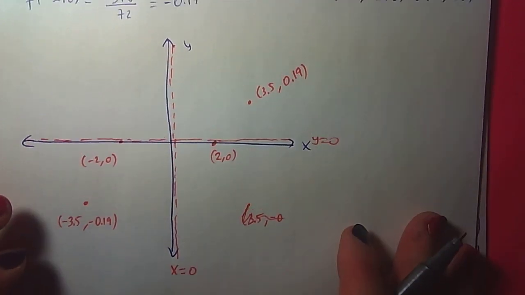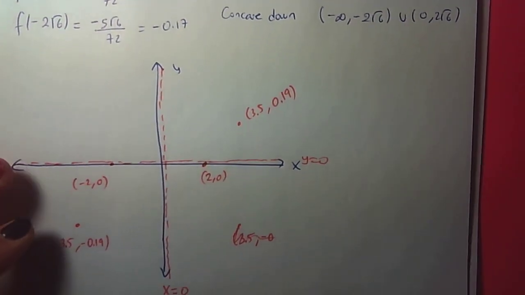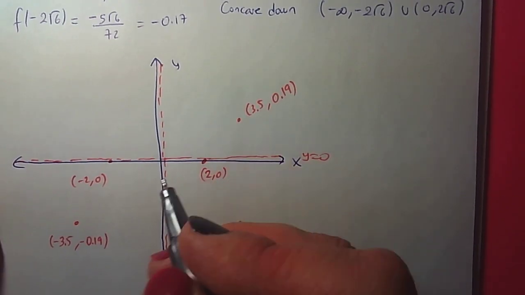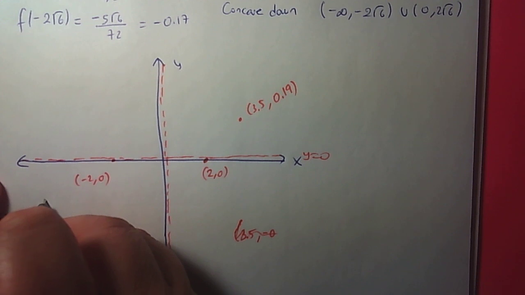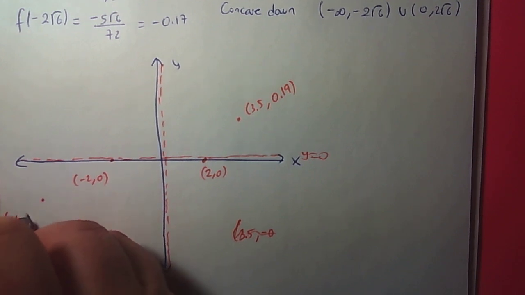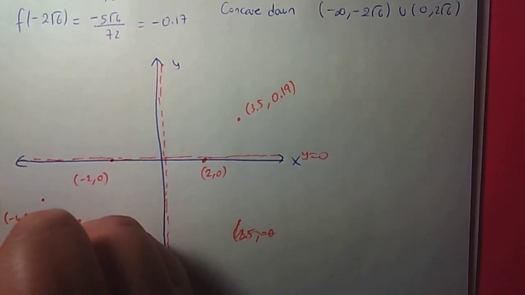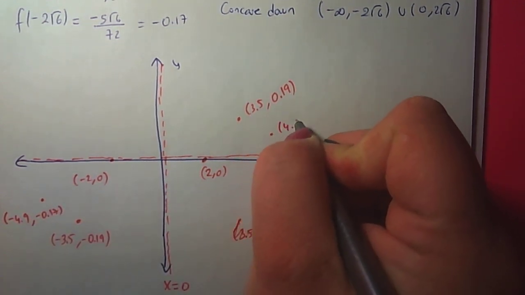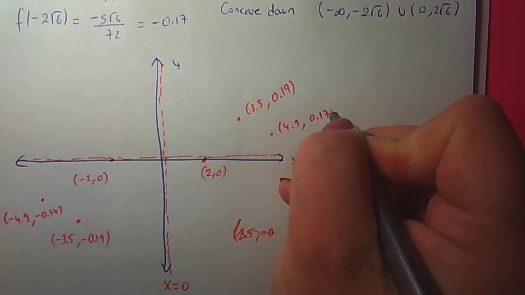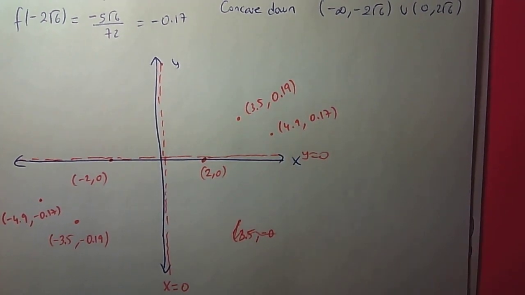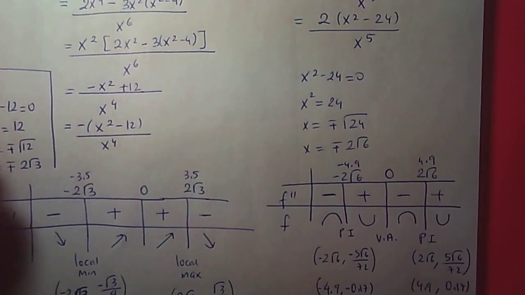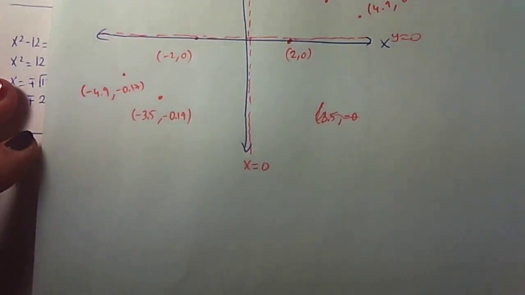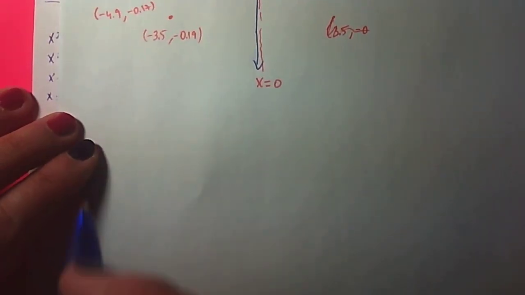Okay, what else do we have? Points of inflection. We have those at negative 4.9 and negative 0.17. Another one at 4.9 and positive 0.17. Now we need to actually analyze, put those two tables together to analyze the shape of the curve. Let's do that.